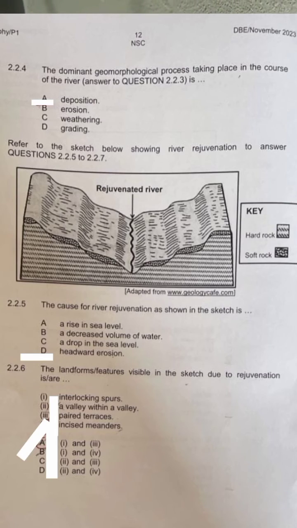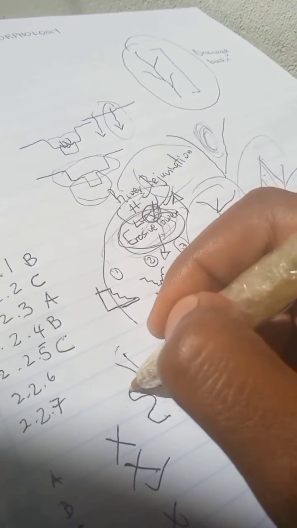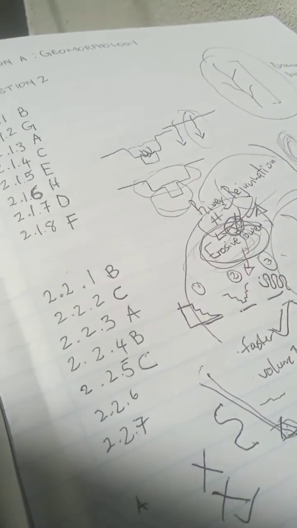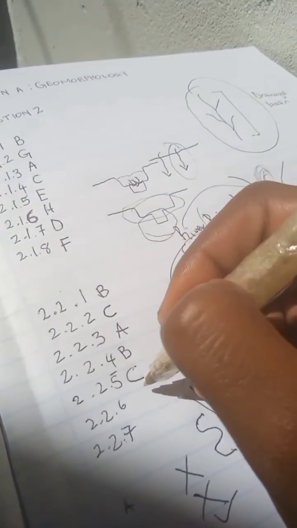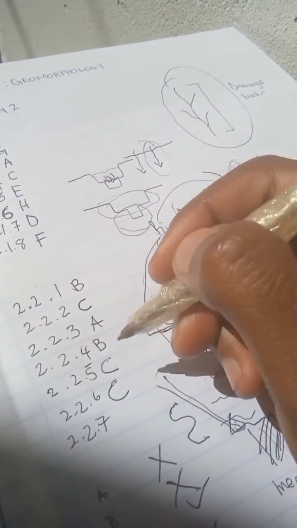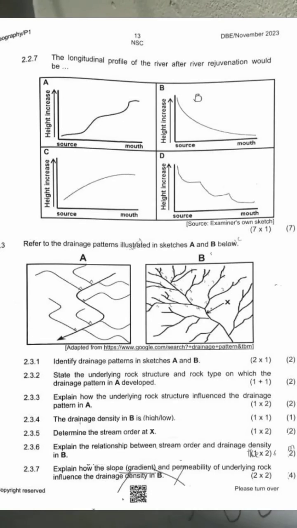Roman figure 3, paired terraces. Yes, I'm going with that as well. Incised meanders, no, of course, are meanders that are deep and that have sharp turns, so this can't be incised meanders. So I'm going with Roman figure 2 and 3. Which option corresponds with those? 2 and 3, that is C. So 2.2.6, we're going with C, guys. Let's head on.